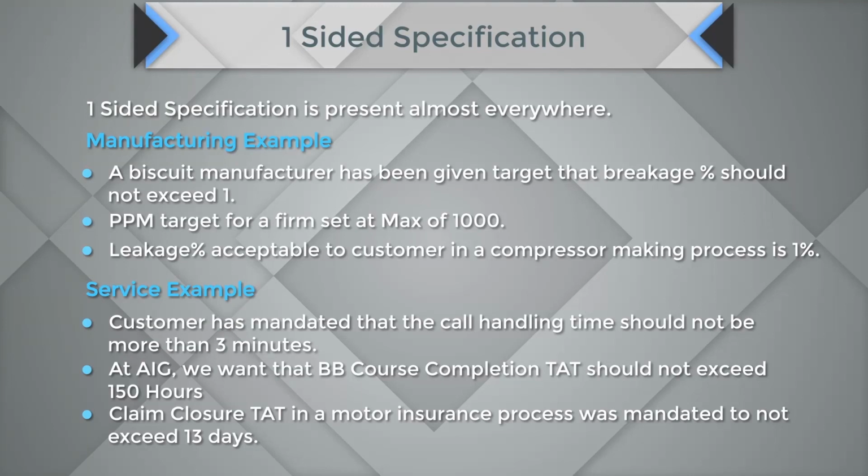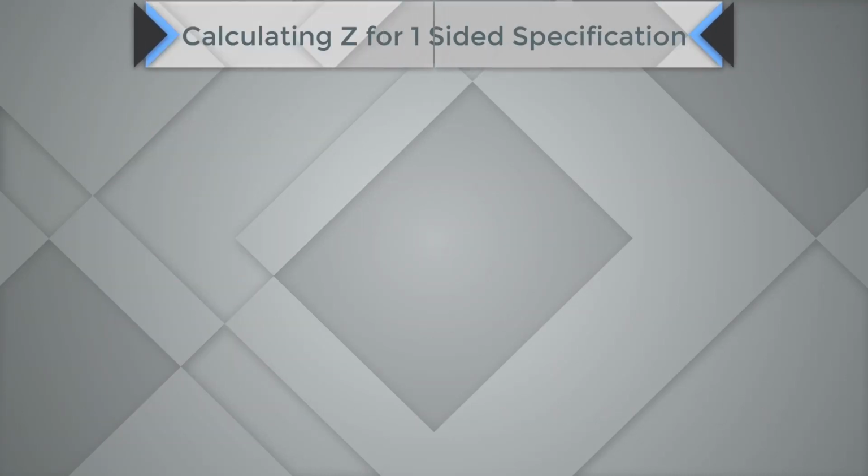You must understand that these specifications can be one-sided or two-sided. Most of the service-related metrics will be one-sided specification only. You must understand whether your specification given to you by your customer is a USL or a LSL, because that will have a major bearing on your ability to calculate the Z scores correctly. Now let's understand how we calculate Z for one-sided specification. Let's use a couple of examples.